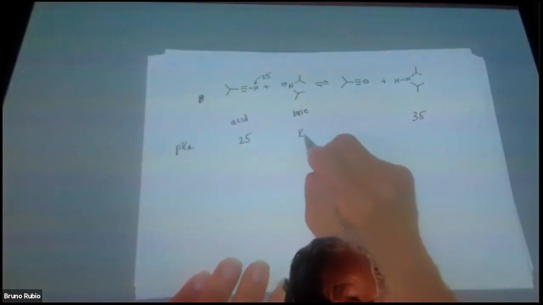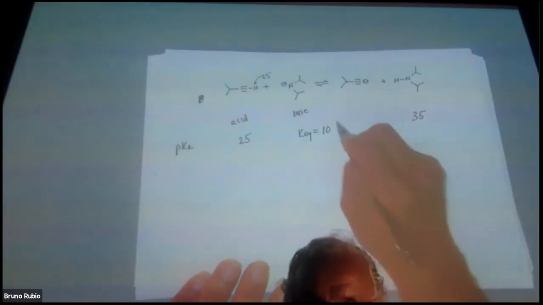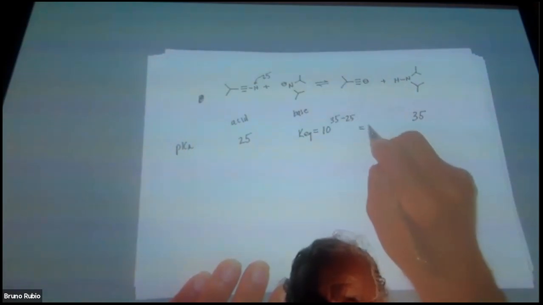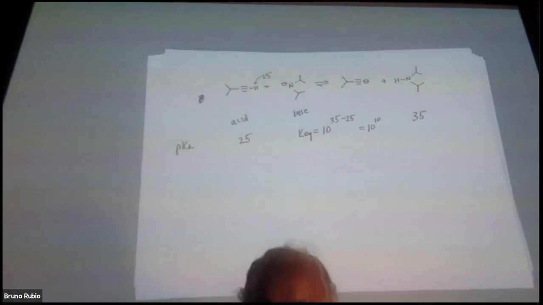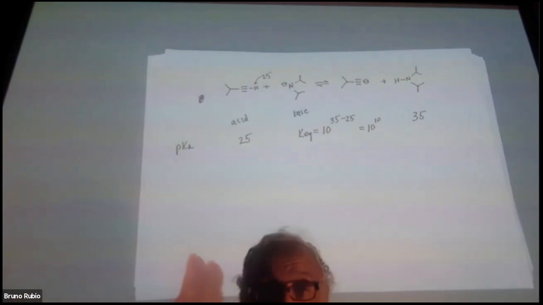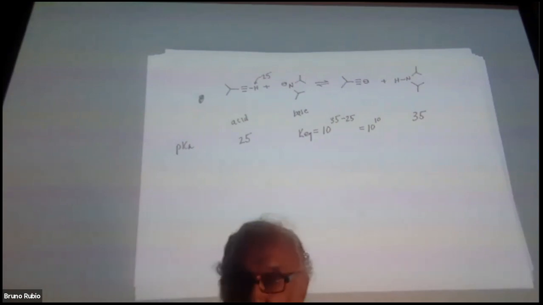So the equilibrium constant for this reaction will be 10 to the 35 minus 25, which is 10 to the 10th. So that's a pretty big equilibrium constant. I can expect 100% yield of product, right? It's not actually 100%. It's really 99.9999999, that's 10 nines percent. But essentially the reaction goes to completion.